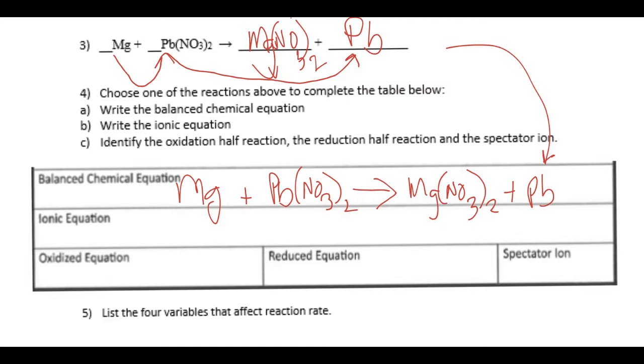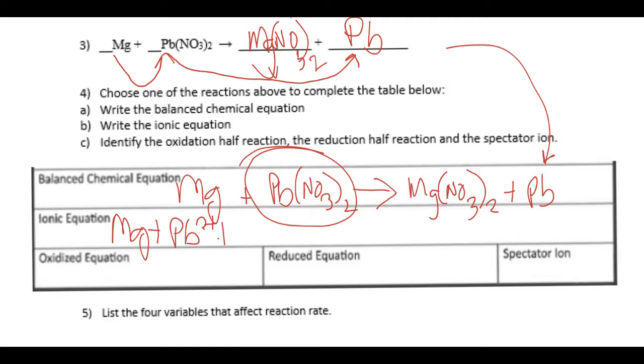So, how do I get my ionic equation? We'll start with what you are given. And in this case, we have Mg. Now, all you need to do here is break this apart. So I'll break it apart. I figured out above that it was lead 2 plus and not 4 plus. So I will keep that there.